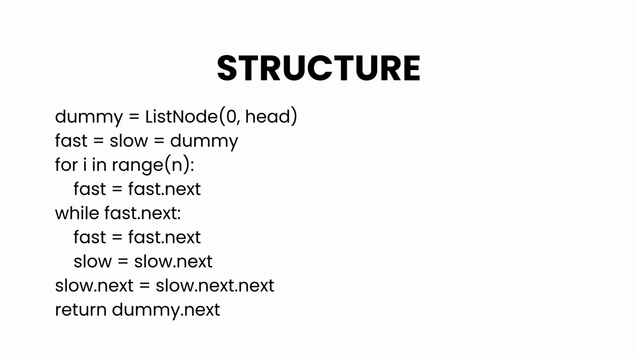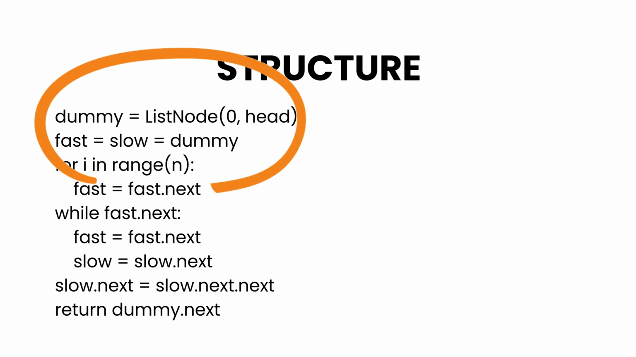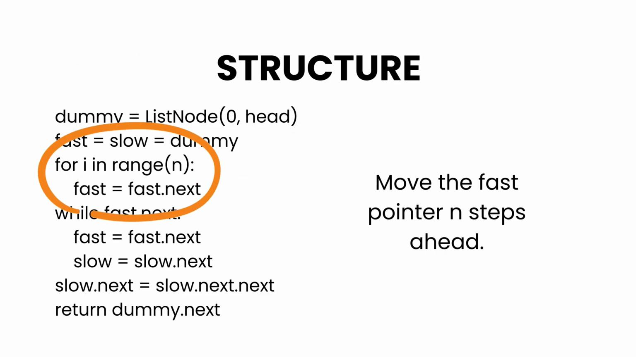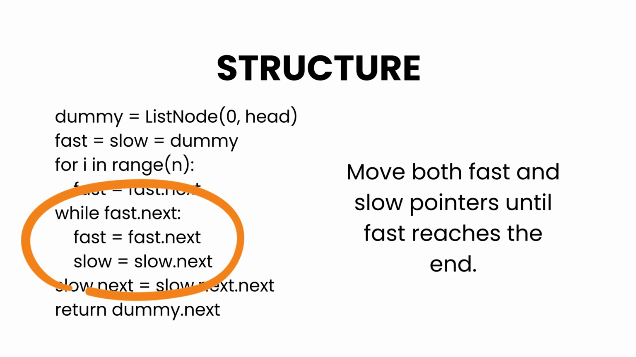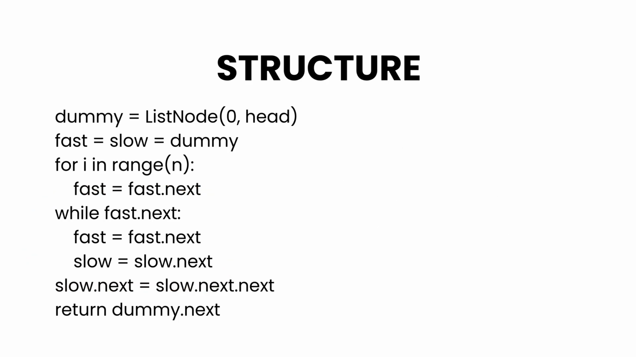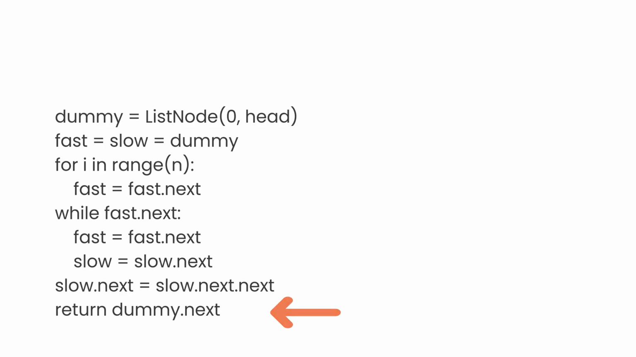Now, let's structure our approach. Create a dummy node pointing to head to handle edge cases easily. Move the fast pointer n steps ahead. Move both fast and slow pointers until fast reaches the end. Skip the Nth node from end by setting slow.next equals slow.next.next. Return dummy.next as the new head.